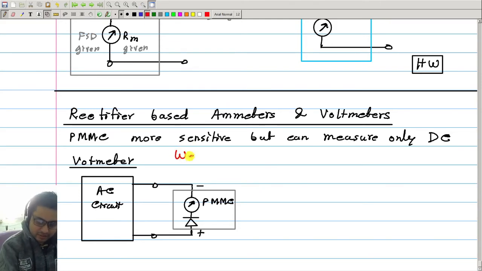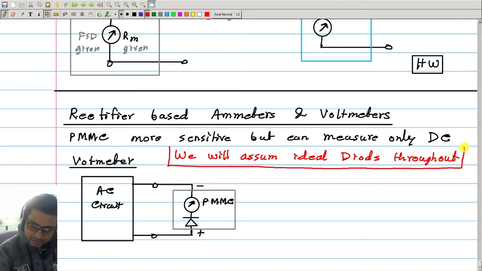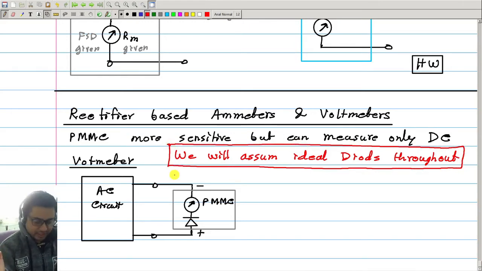Sir, even after connecting the diode, maybe it will only measure in the positive cycle, but still in the positive cycle, the current will be varying, right? Current will increase and then decrease to 0. So won't it affect the PMMC, and affect the overall measurement? Yes, that is what I'm going to talk about now.